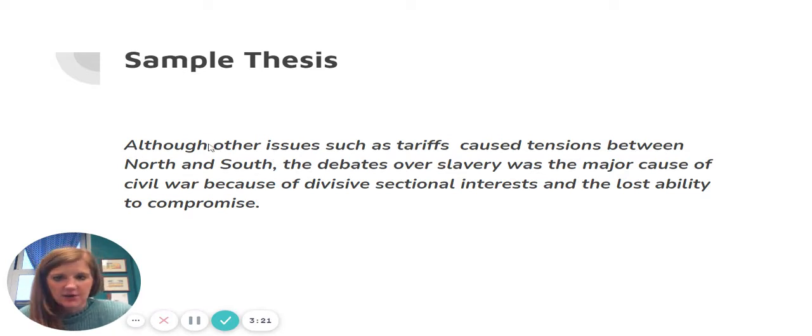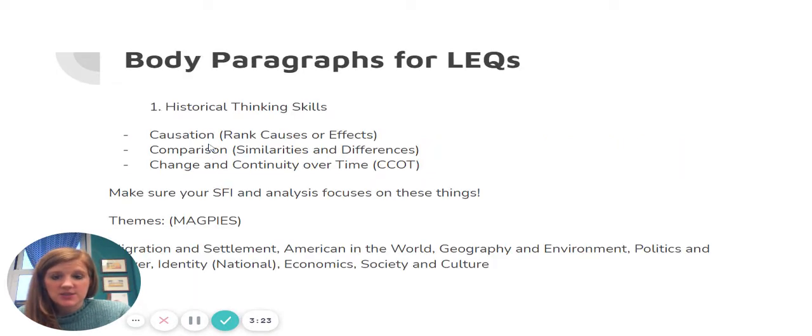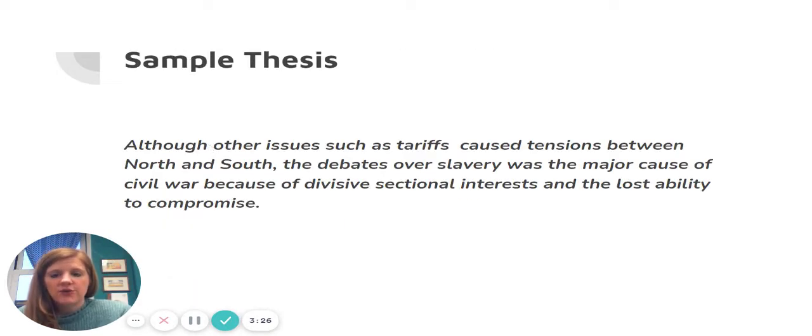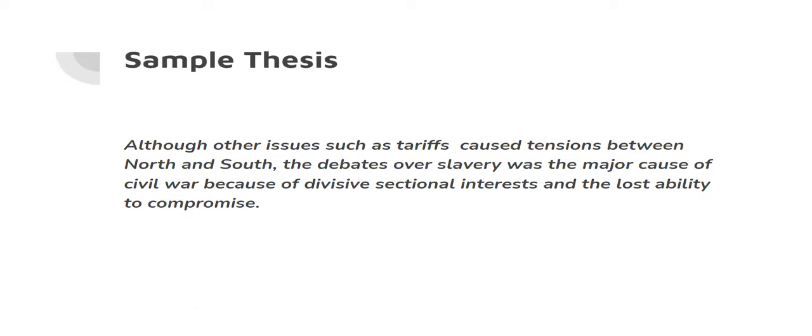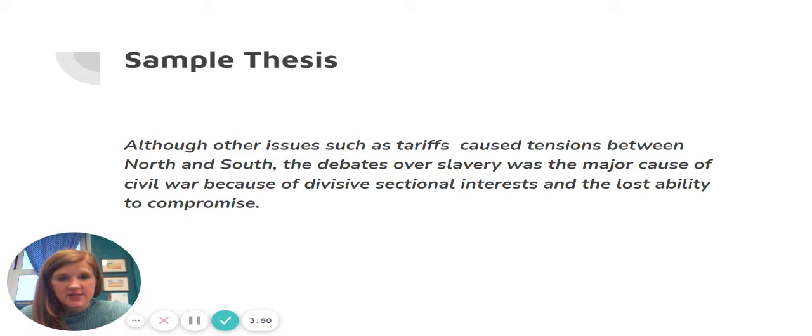You don't have to have a counter argument, but it is a good practice to if you can. So for example, I've said tariffs were also another reason there were problems, not just the debate over slavery, okay? Then I also have this qualifying word here. I've said not only was slavery a cause of the Civil War, but it was a major cause. It's important to have that qualifying word so that you can tell your reader that you are arguing the fact that the debate over slavery was more important than the tariffs.